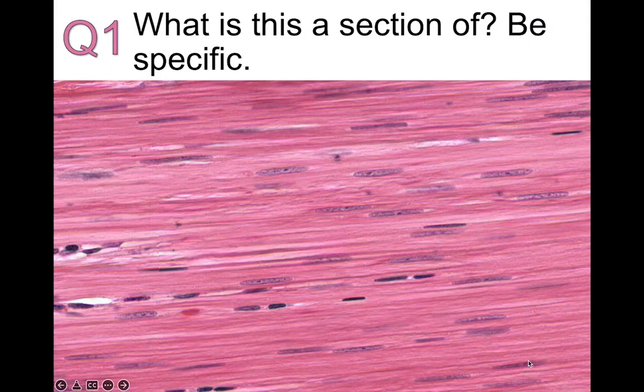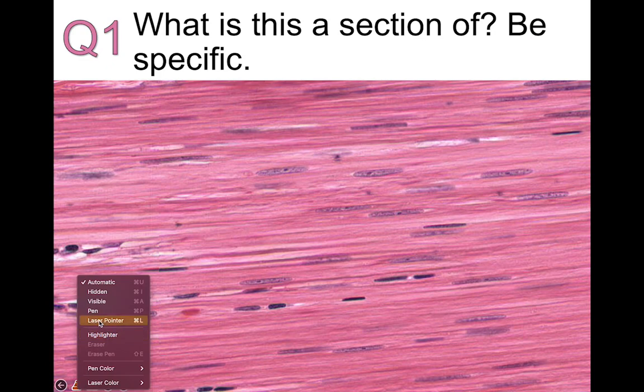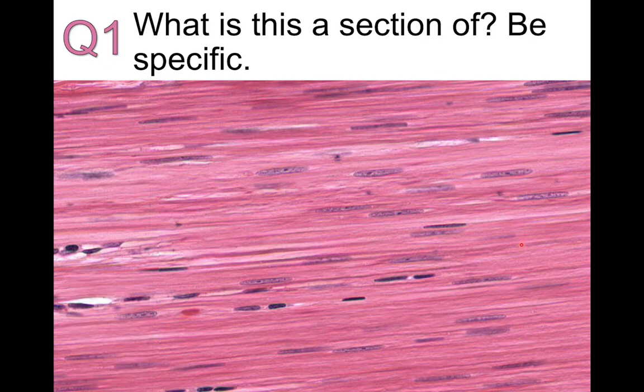So first, let's have some summary questions from last lab. Question number 1, what is this a section of? Be specific. Here we have a section which looks like a dense regular connective tissue. But when we see the nuclei, they are not darkly stained. We can see abundant euchromatin. So this is not a dense regular connective tissue.